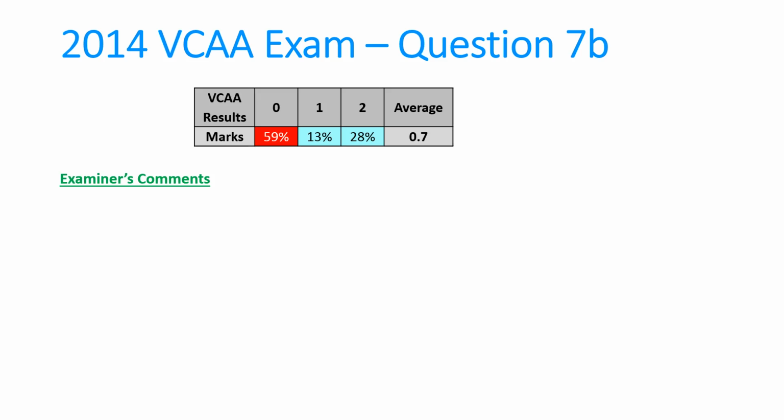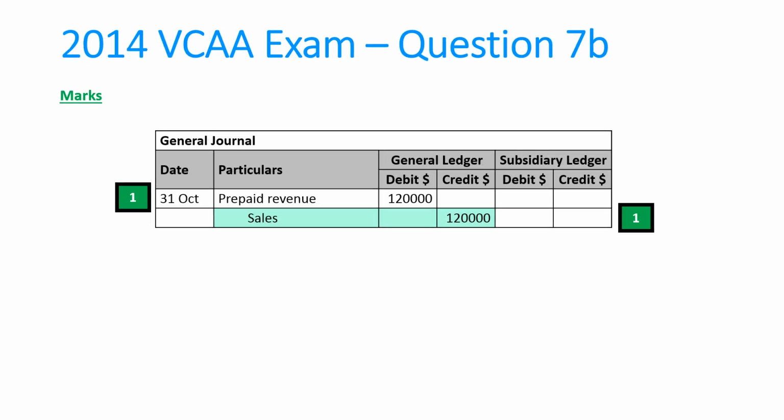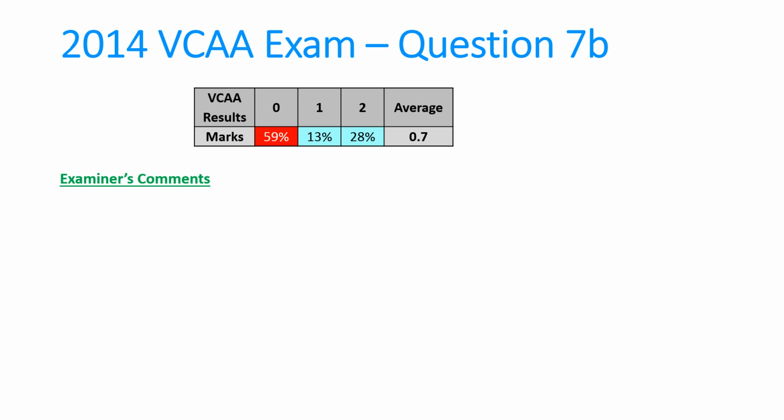Looking at the average here, this is probably the worst question on the exam in terms of the average and the percentage of kids who got 0. So clearly people just didn't understand this question. If we had said to you, can you record the earning of a prepaid revenue? Most kids could do that pretty easily. So obviously the problem was in understanding that this was actually a prepaid revenue being earned. And once you did that, as we can see, 28% of the state could. It actually wasn't all that difficult.